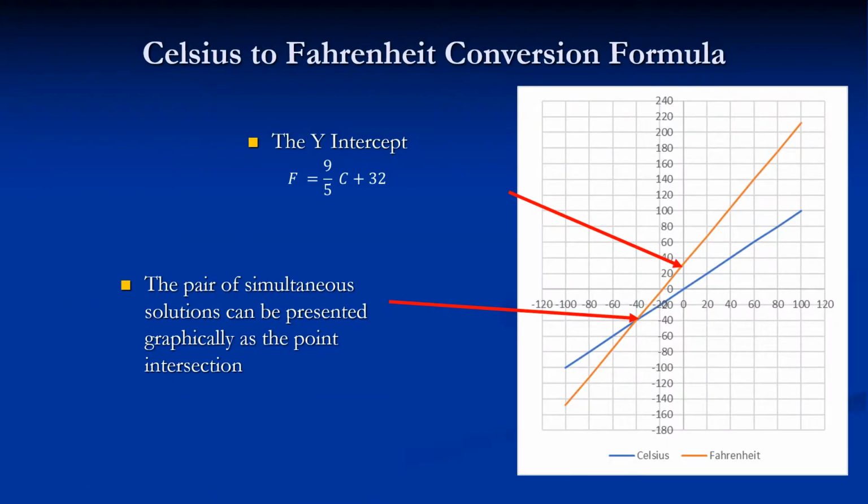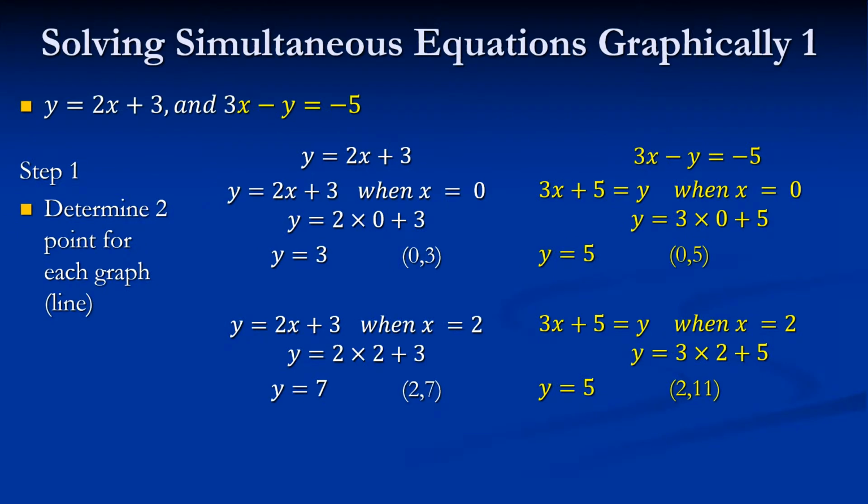Now we can also display this on a graph. And we can note our y-intercept. Here on our y-axis it's plus 32. And we've also got a simultaneous solution here, where these two lines meet at negative 40.